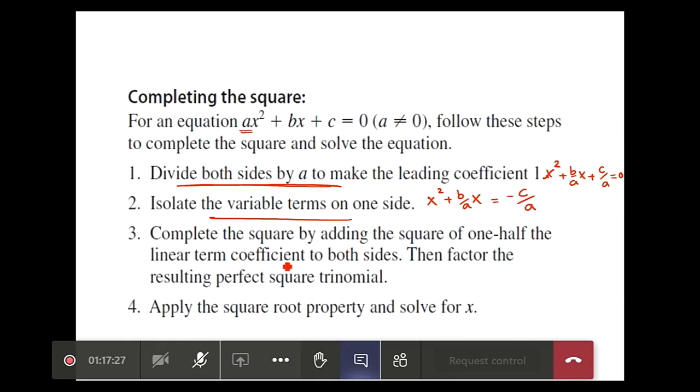Now complete the square. We need to add to both sides the half of the coefficient squared, or the square of half the coefficient of x. So we need b over a divided by 2 and find the square. This number is added on the left and right. Okay, after that apply the square roots. You will have a square like this plus numbers. You can take the radical of both sides.